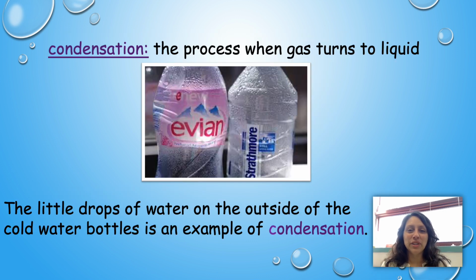And our last word is condensation. It's a process when gas turns to liquid. The little drops of water on the outside of the cold water bottles is an example of condensation. So let me explain what's happening here. So there's air all around those bottles, and the bottles are really cold, and water is in them. And what happened is when that warm air touches that bottle, it turns into liquid. And so that's why there's little drops of water on the bottles. Now it's your turn. Try to use condensation in a sentence.